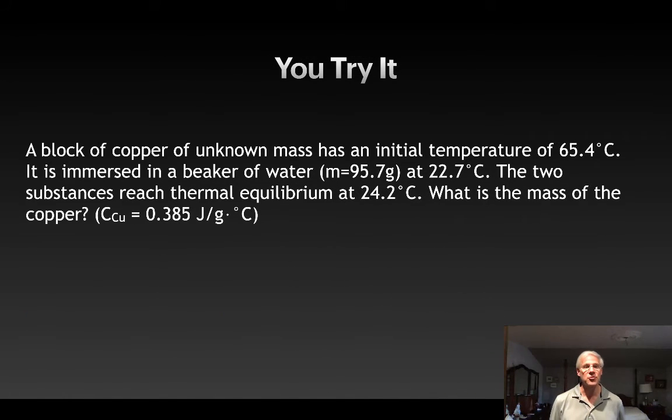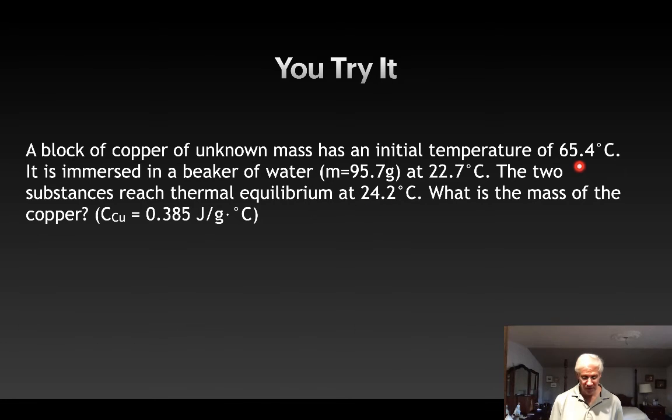So here's one for you to try. We're going to take a block of copper of unknown mass. It has an initial temperature of 65.4 degrees Celsius. We're going to put it into a beaker of water that has 95.7 grams of water in it. The water is initially at 22.7 degrees Celsius. The two substances reach thermal equilibrium at 24.2 Celsius.